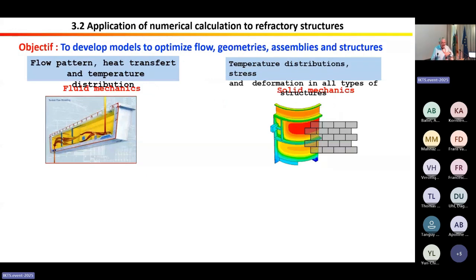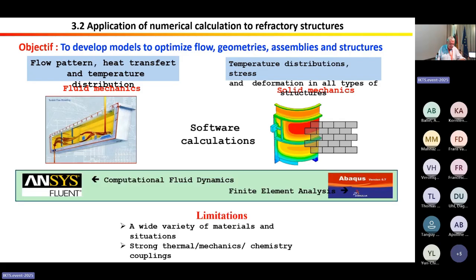The second case is to develop models to optimize flow geometries, assemblies, and structure. We have two types of model: flow pattern, heat transfer, and temperature distribution by fluid mechanics, or temperature distribution, stress, and deformation in all types of structure by solid mechanics. That means that we have to use different calculation software, for example, Fluent to compute fluid dynamics or finite element analysis for the structure. But what are the limitations?